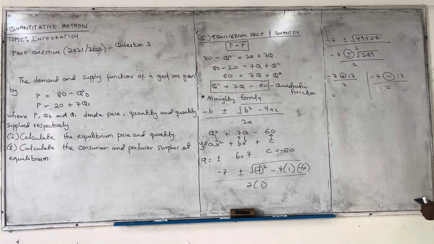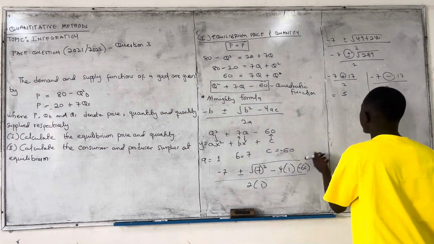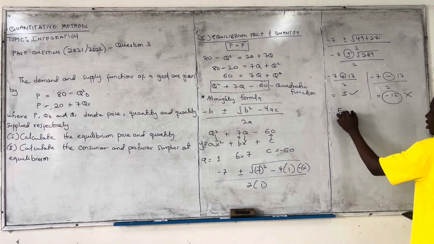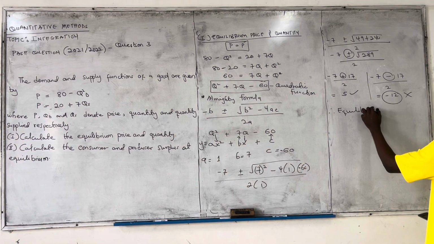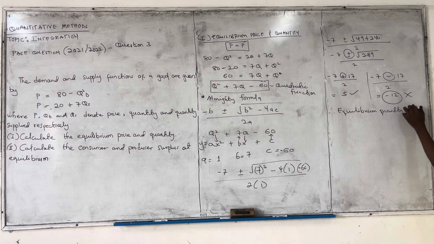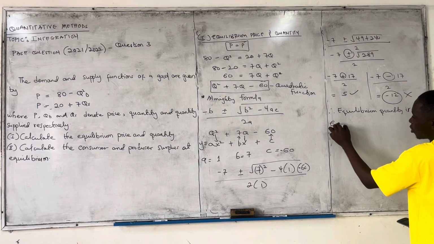Minus 7 plus 17 divided by 2 gives us 5. Minus 7 minus 17 divided by 2 gives us minus 12. We are finding for what? Equilibrium quantity. With quantity, we don't pick a negative one. We keep a positive one. So the equilibrium quantity is 5 units. So now we find our equilibrium price.